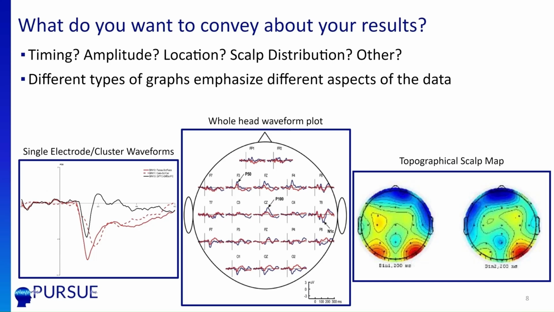I will be going over single electrode waveforms and topographical scalp maps. Whole head waveform plots, so the one in the middle, just show the waveforms for every electrode. I will not be going into too much depth for this one since Dr. Lyons rarely publishes them, if he even ever published one at all.